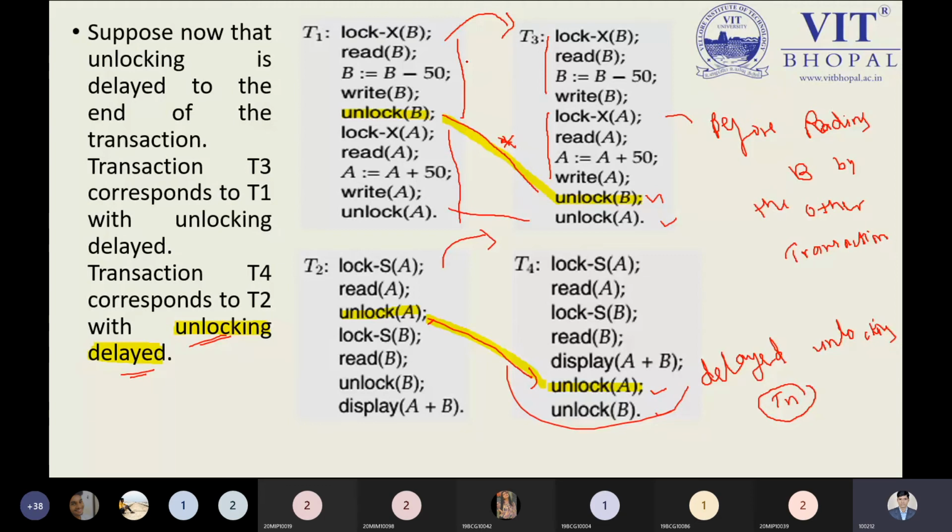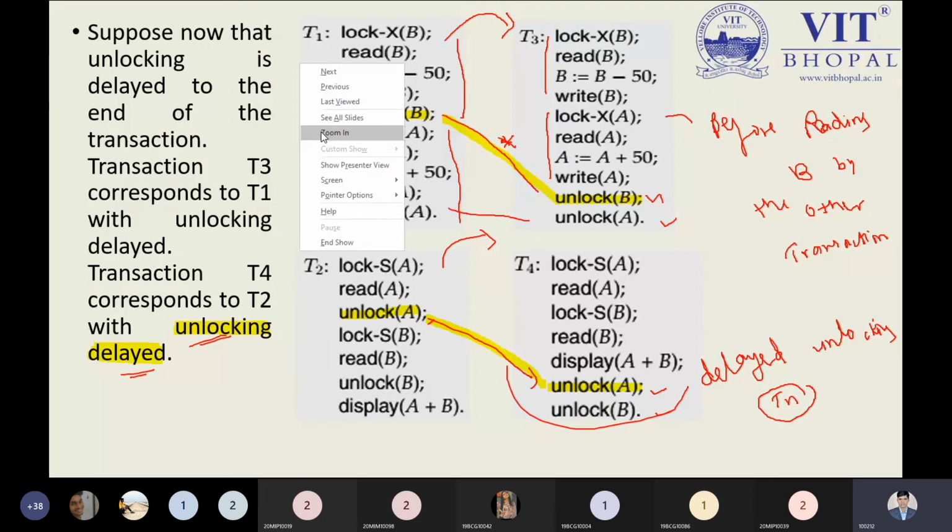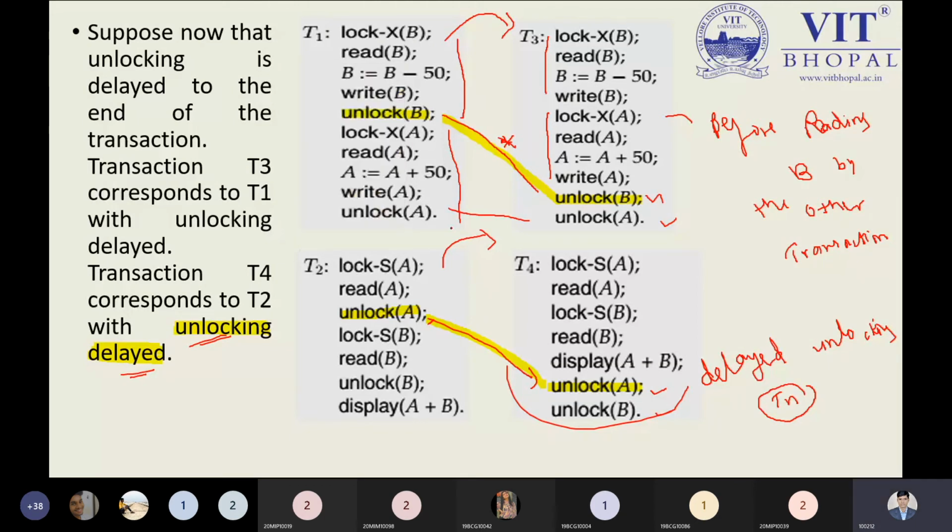Let me show my pointer, by which you can easily see. I'm using delayed unlocking. You can observe that I'm applying the lock in transaction T1. I'm transforming the T1 transaction into transaction T3. You can see I'm not unlocking here. I'm only unlocking after performing all my operations, those are the read and write operations.